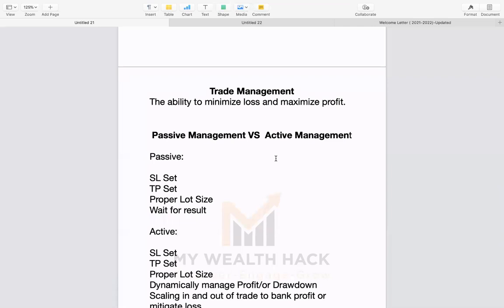Trade management, as I define it, is the ability to minimize loss and maximize profit. So we want to minimize our losses and maximize our profit. That is proper risk management and trade management. So there are two types of management.